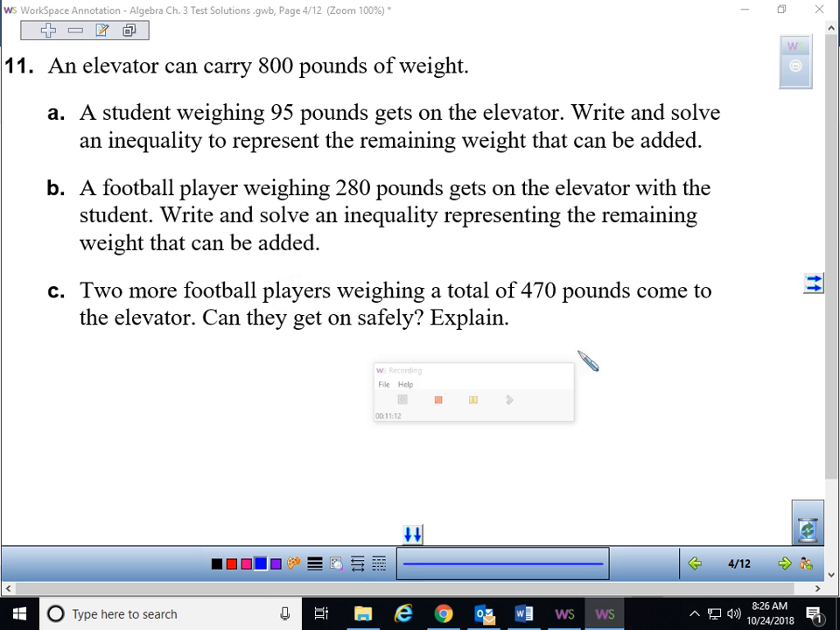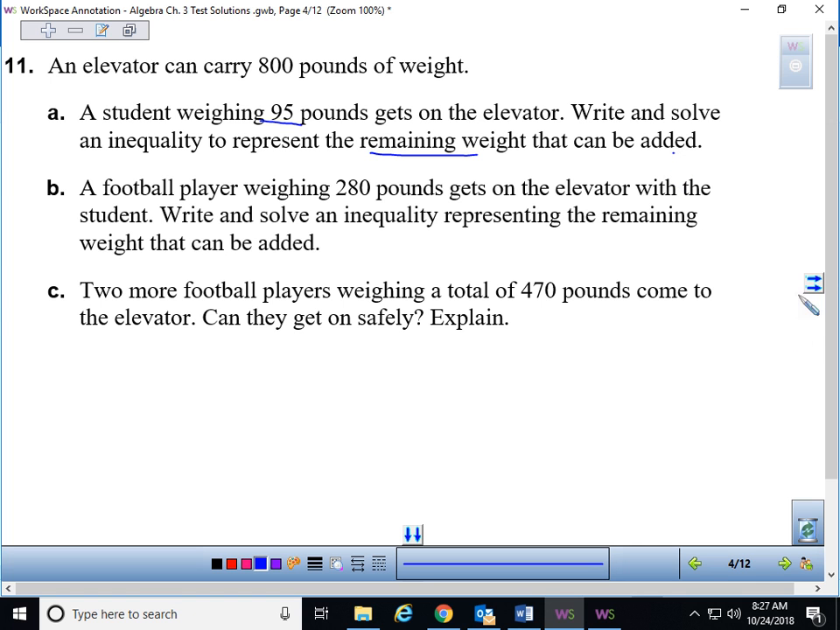Okay, let's keep going. This is the last problem on the front page. Remember, I skipped number 10. I had you guys cross that out on your tests. Oh man, this is a tough problem. So 11. It says, an elevator can carry 800 pounds of weight. Okay, that's good information. A student weighing 95 pounds gets on the elevator. Write and solve an inequality to represent the remaining weight that can be added.